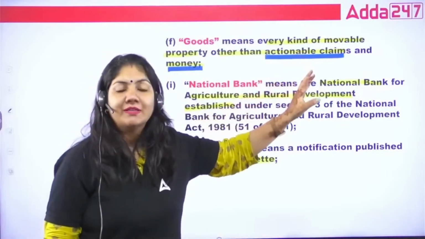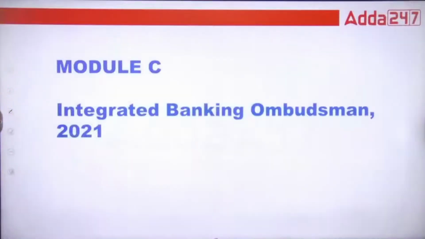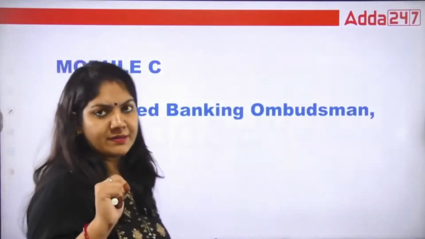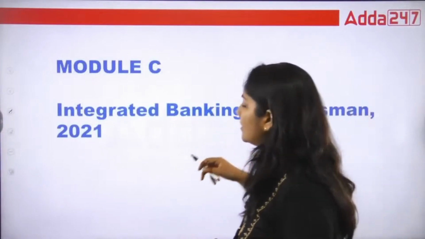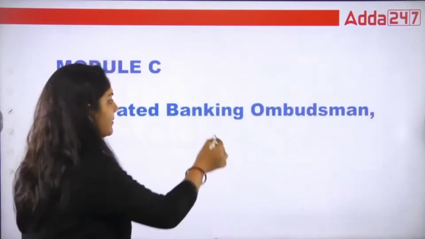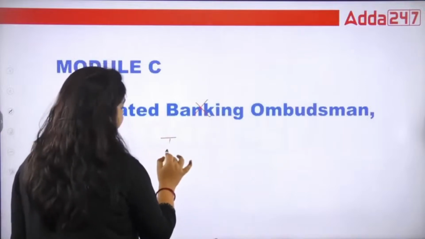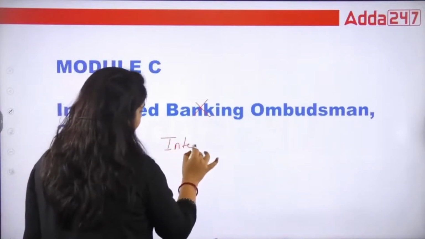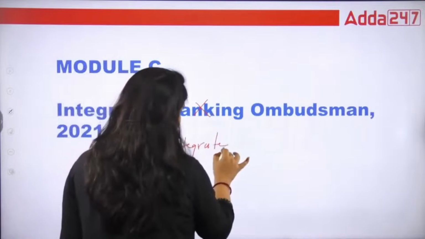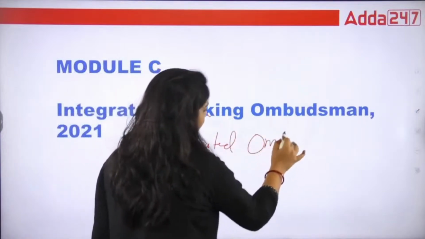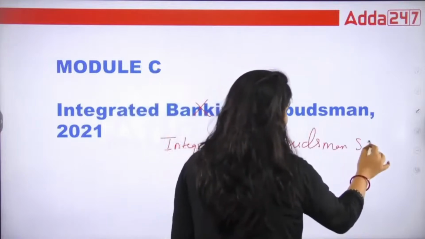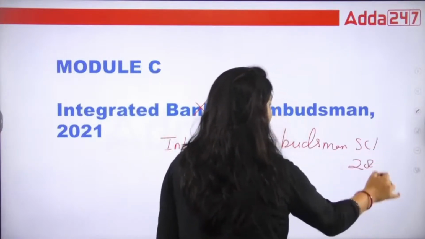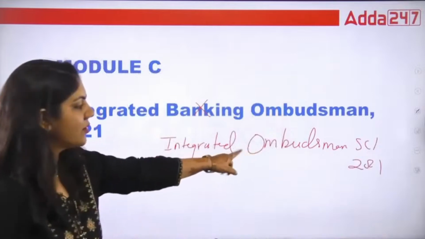So in module C today we are going to finish the 2 acts. First I will finish the Integrated Ombudsman Scheme. This is not the Banking Ombudsman. It is the Integrated Ombudsman Scheme, that is 2021. This is the exact name of this act.